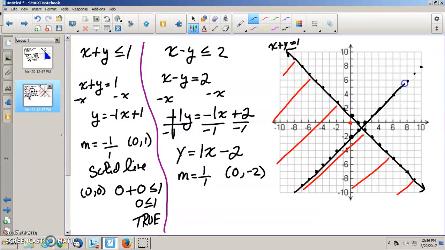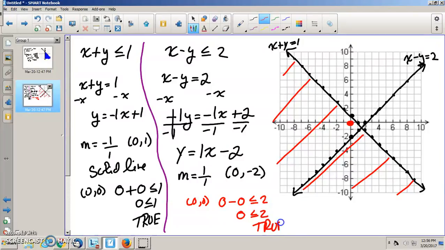Okay, so we go ahead and graph the line here. This is x minus y equals 2. All right, now we can use the same test point of 0, 0. So using 0, 0 as a test point, 0 minus 0 should be less than or equal to 2. 0 is less than or equal to 2 is true. So we would shade on the side that 0, 0 comes from. So in this case, we're shading above the line.